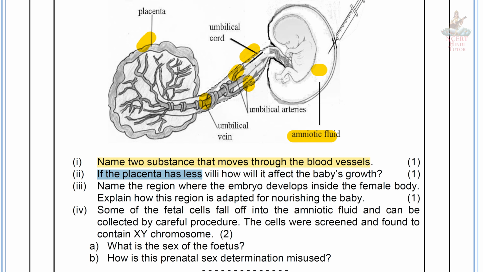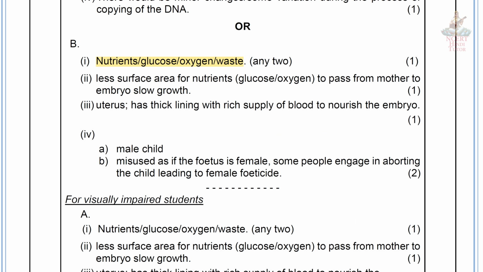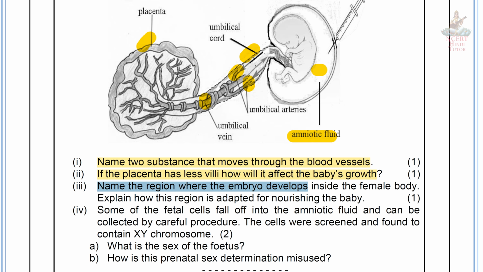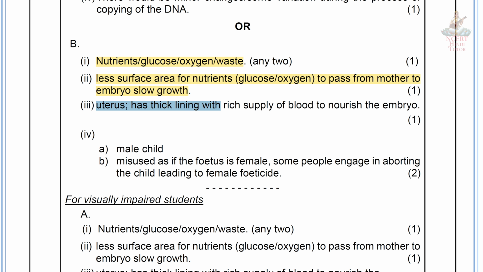Second, if the placenta has less villi, how will it affect the baby's growth? Answer: less surface area for nutrients, that is glucose and oxygen, to pass from mother to embryo, slow growth. Third, name the region where the embryo develops inside the female body. Explain how this region is adapted for nourishing the baby. Answer: uterus has thick lining with rich supply of blood to nourish the embryo.